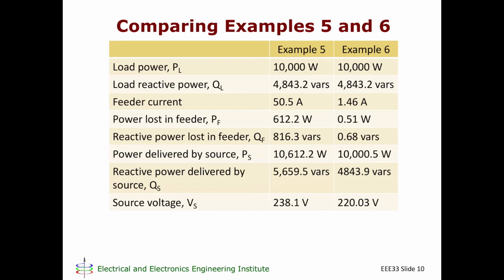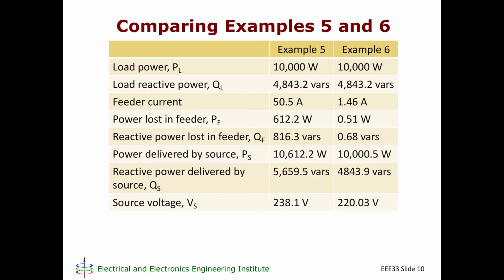5. So this is what the source has to deliver in example 5: 10,612 watts and 5,659 vars, whereas in example 6, it only has to deliver 10,000.5 watts and 4843.9 vars.